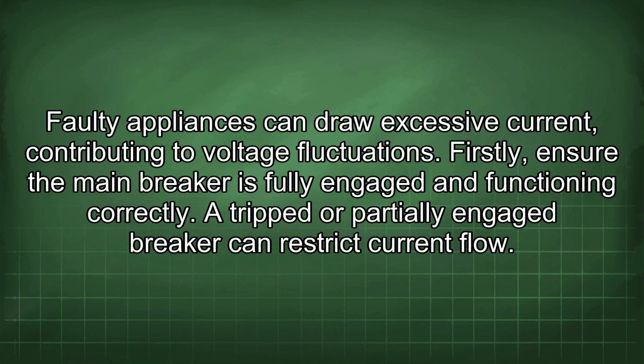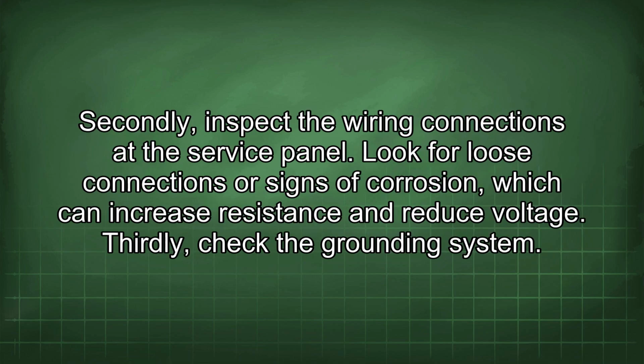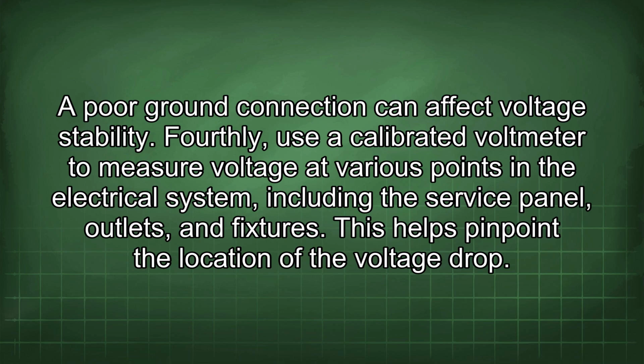Firstly, ensure the main breaker is fully engaged and functioning correctly. A tripped or partially engaged breaker can restrict current flow. Secondly, inspect the wiring connections at the service panel. Look for loose connections or signs of corrosion, which can increase resistance and reduce voltage. Thirdly, check the grounding system. A poor ground connection can affect voltage stability.